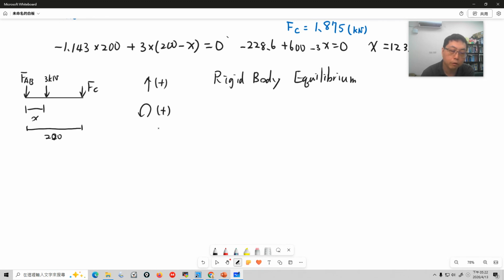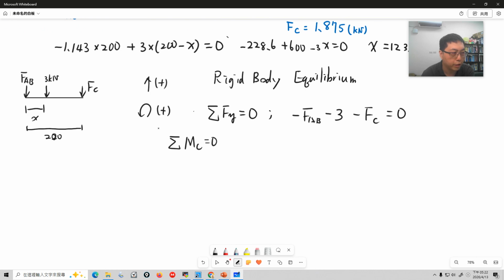For FAB, we only consider the summation Fy equal to 0, because we only have the vertical direction. So FAB minus 3 minus FC equal to 0. And also the other condition, summation MC equal to 0, so we'll have FAB times 200, and it's counterclockwise, so it's positive, and 3 also counterclockwise, times 200 minus x, equal to 0.